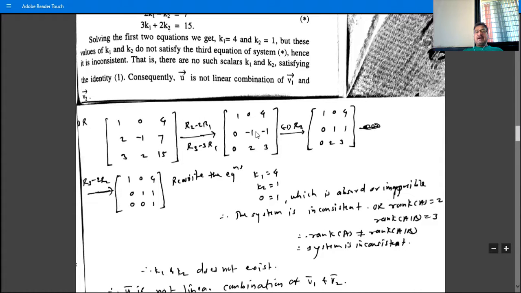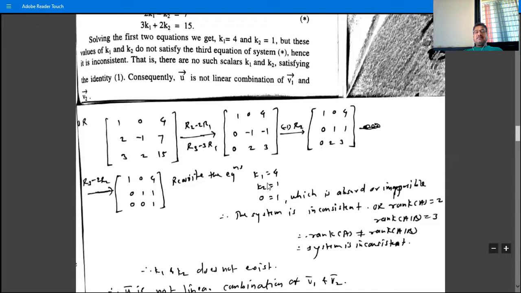Then we have to reduce this minus 1 to 1. So minus 1 times R2, we have 1 at this place, and then we have to reduce this 2 to 0. So apply the operation R3 minus 2 R2. Then by using this 1, we have to reduce this 2 to 0. So we have the 0 at this place, and this minus 2 into 1 is minus 2, plus 3 is plus 1.